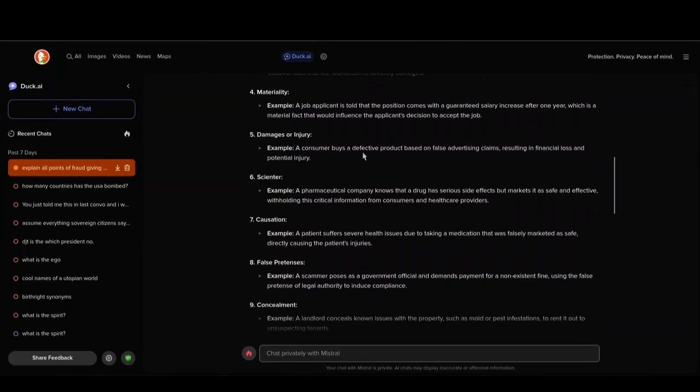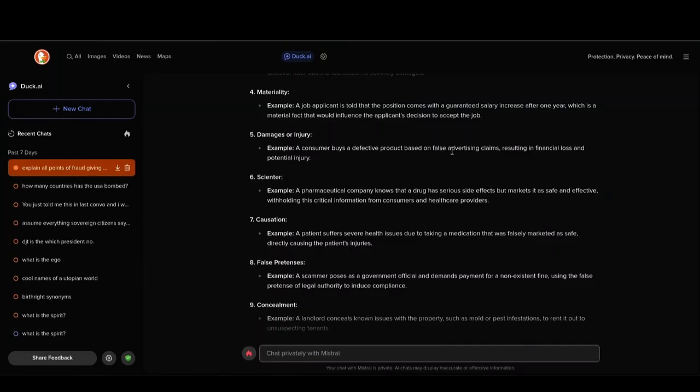5. Damages or injury. A consumer buys a defective product based on false advertising claims, resulting in financial loss or potential injury. You buy a kettle and it blows up. Bloody hell. Well, that's not really fraud, that's just some other kind of injury. Yeah, it depends on the context of what the actual claim was.